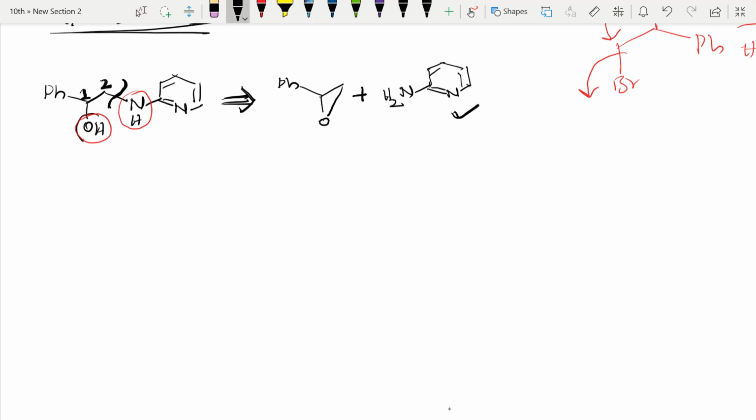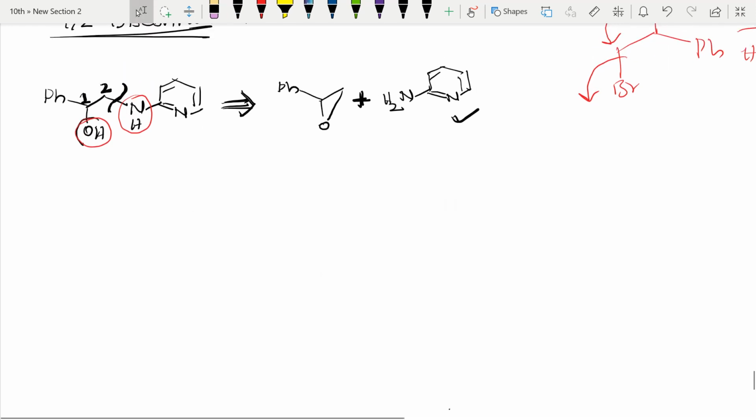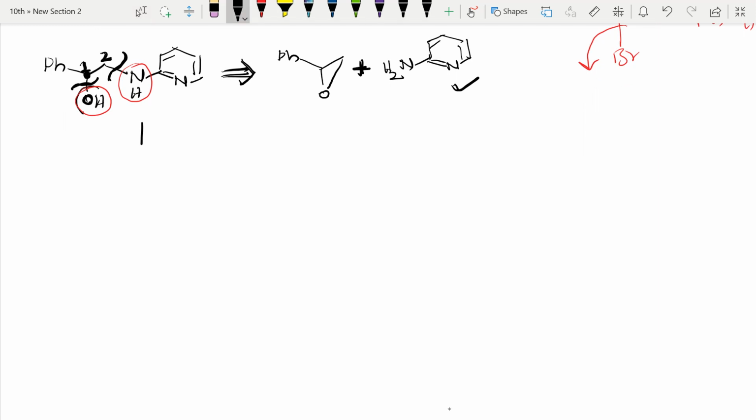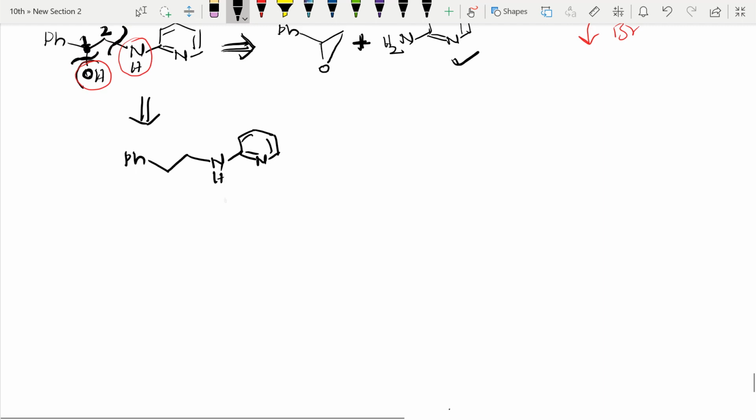Why? Because I get reagents that I can obtain. You may ask, sir, this is also a heteroatom, oxygen is there and here carbon is there, so here also you can do disconnection. Let us see that. If I do that disconnection, I won't get a proper reagent to carry out the reaction. Because of that we disconnect in such a way that it gives us a reliable reagent.